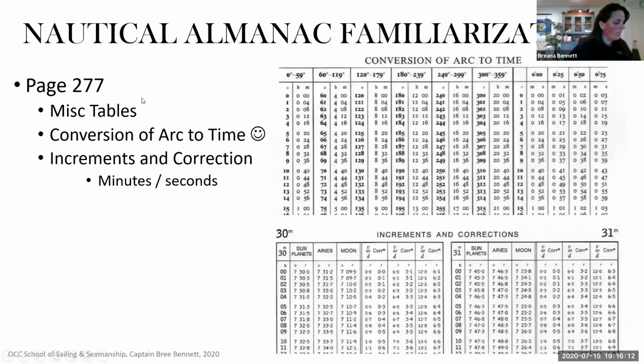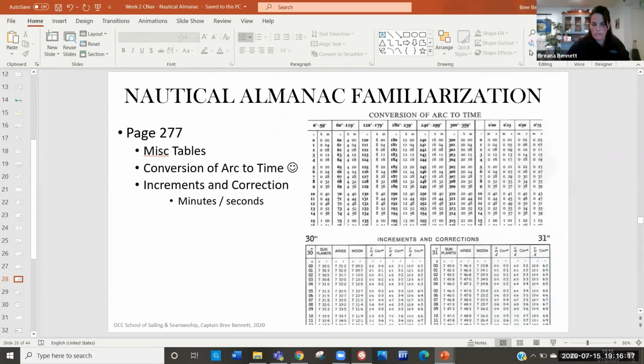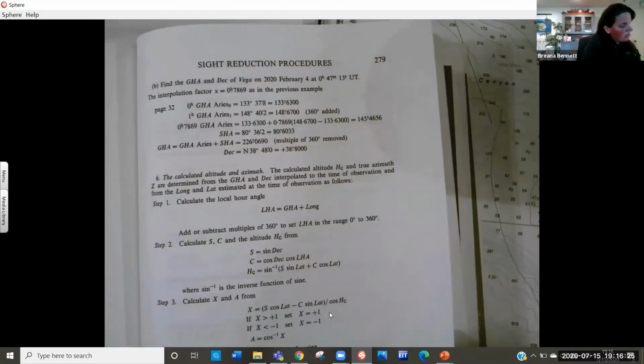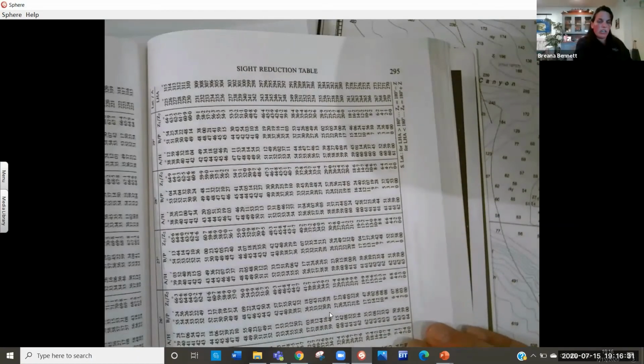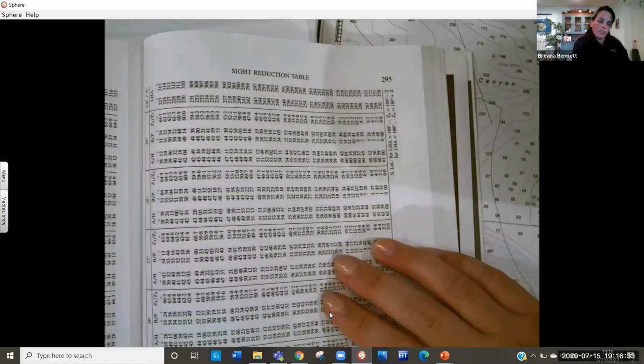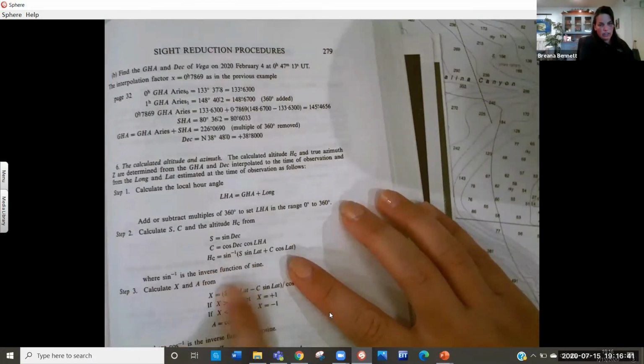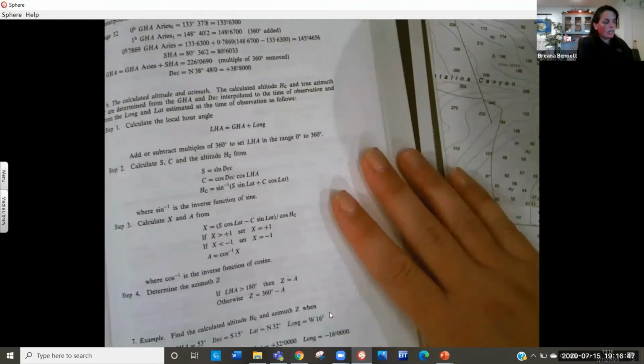$277 for me is the site reduction procedures. Like that's 278 in the blue book. 278, 279. There we go. No, you're right. So the new almanacs have the site, they're called cosine site reduction tables.